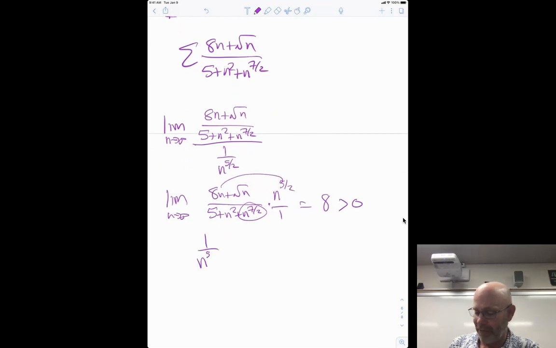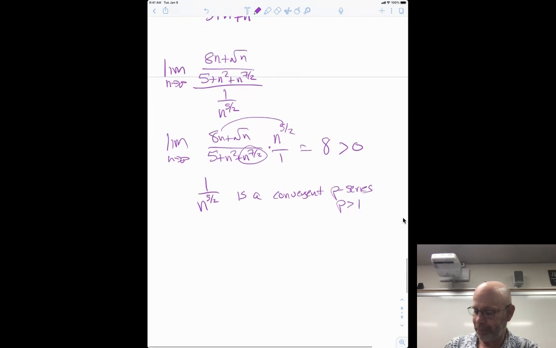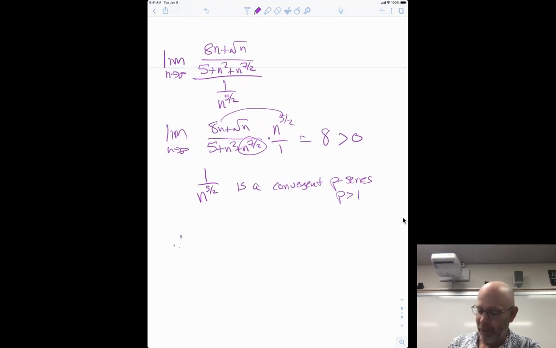1 over n to the 5/2 is a convergent p-series. P is greater than 1. Therefore, everything has to do the same. Whatever the one series does, the other one does. Therefore, the series 8n plus root n over 5 plus n squared plus n to the 7/2 converges by the limit comparison test.